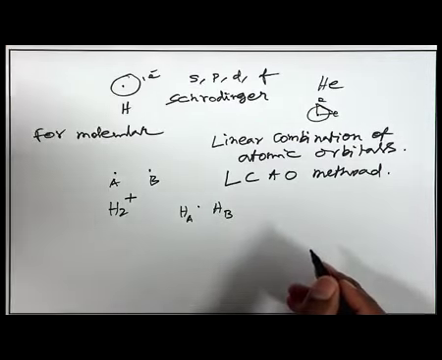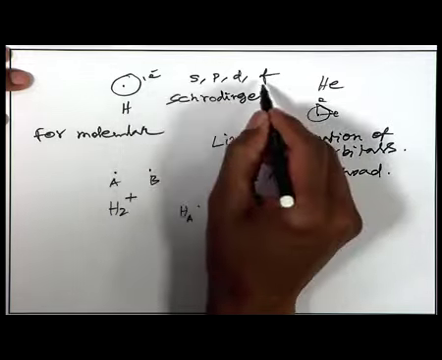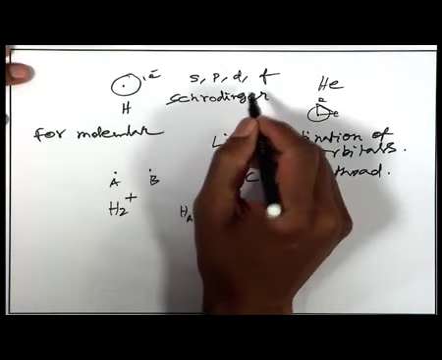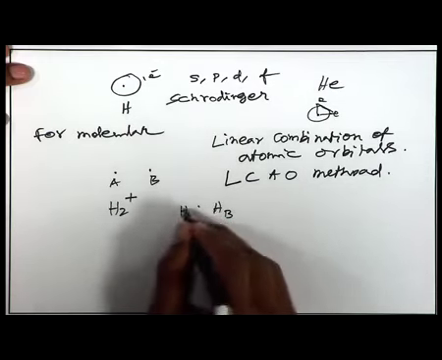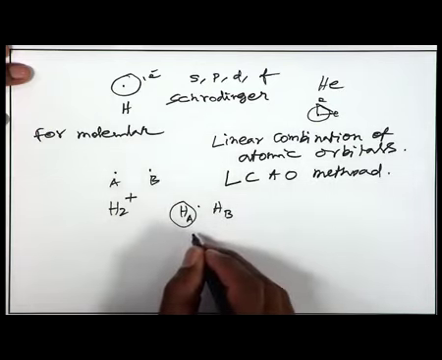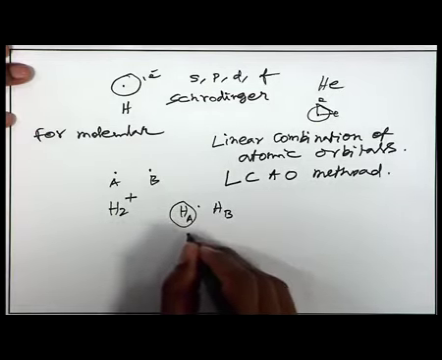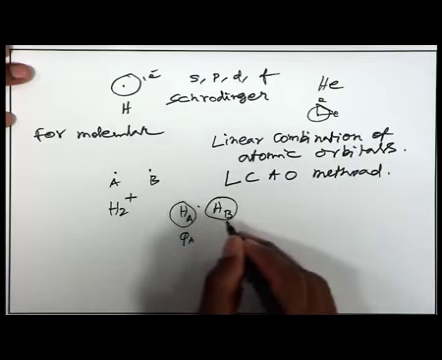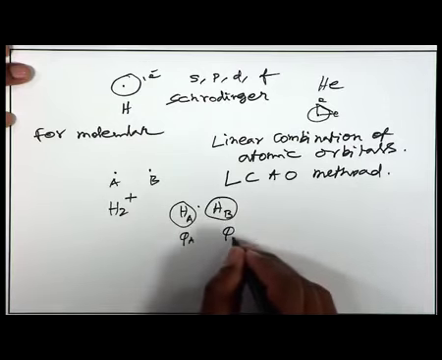Now, in wave mechanics, atomic orbitals are described by wave equations. If you take this hydrogen atom, the atomic orbital of this hydrogen atom can be described by a wave function phi A, and the atomic orbital of this hydrogen atom can be described by a wave function phi B.